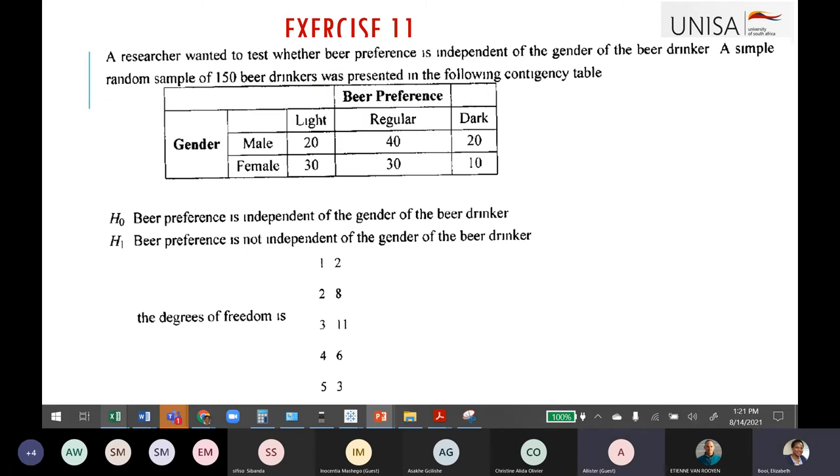What is the degrees of freedom? Two, which is option number one.